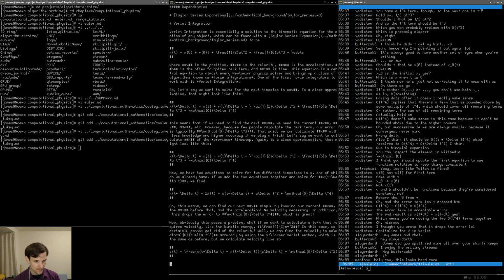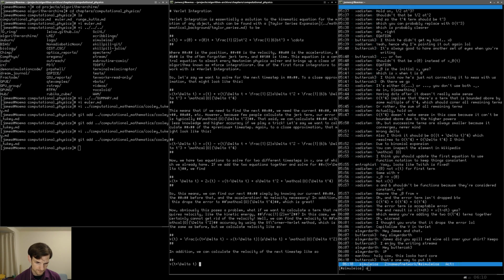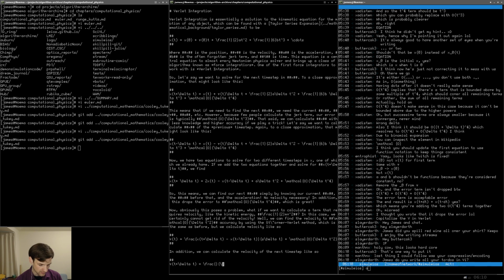Okay, obviously this poses a problem if we want to calculate a term that requires velocity, like kinetic energy. In addition, we can calculate the velocity of the next time step, like so. Okay, so we'll say v of t plus delta t equals, hardcore, actually, it's fine, we'll keep it. So we'll do frac of over delta t.